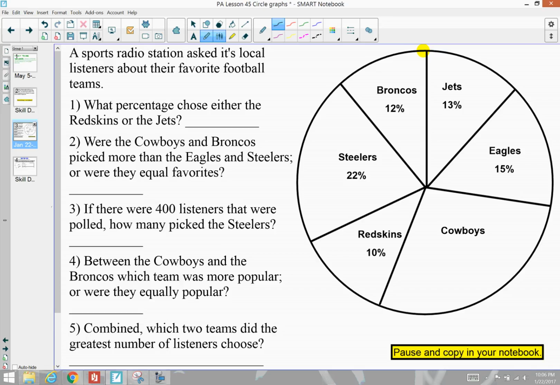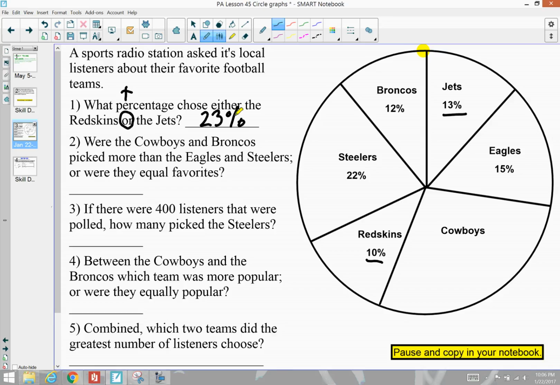Okay, so it says what percentage chose either the Redskins or the Jets. The Redskins was 10%. And the Jets, remember when we were doing our probability unit, we learned that when they're talking about more than one item, when they're saying or, that we're talking about adding those together. So the Redskins was 10%, the Jets was 13%. If we add those together, we're going to get 23%. Very good.